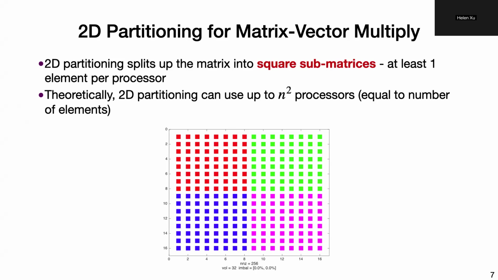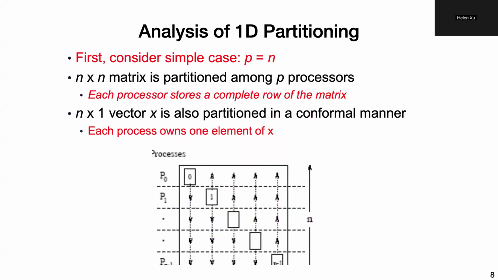But the good thing about 2D partitioning is that you can use up to n squared processors, because now we cut in 2 dimensions, and the minimum size of the matrix piece that you can get is 1 if you cut along both dimensions. That's why you can use up to n squared processors. Questions so far?